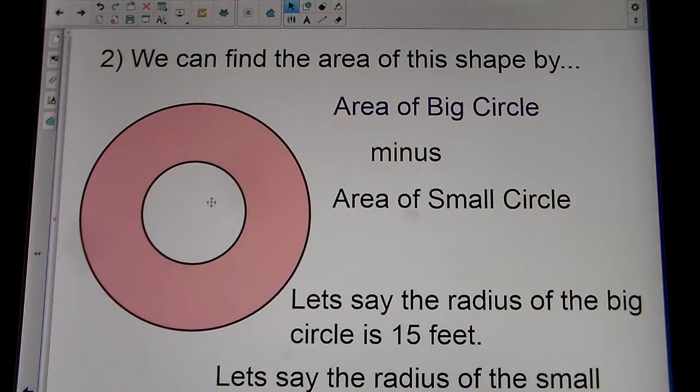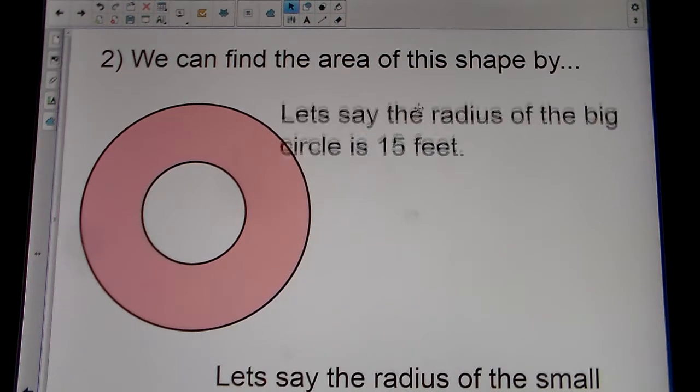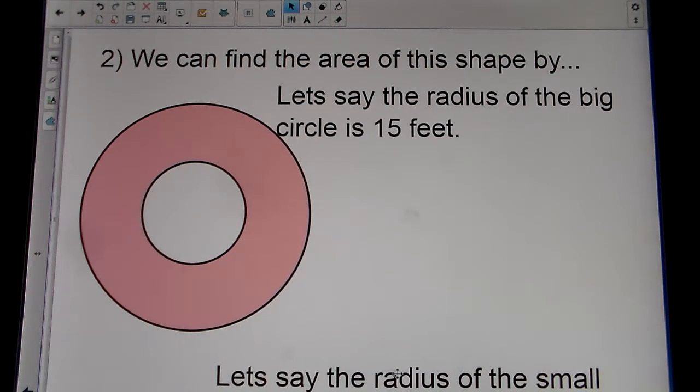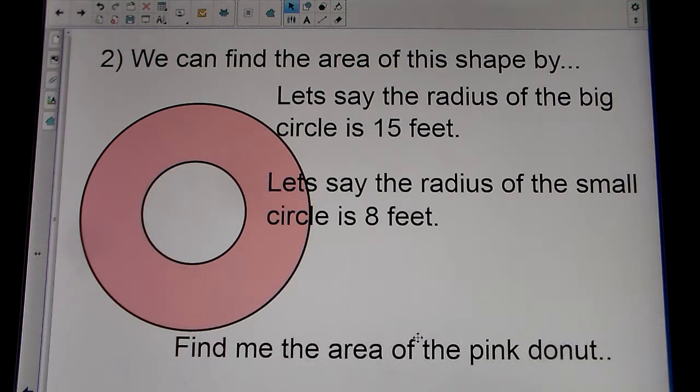Let's do one more together of this style. We can remember, do the area of the big circle minus the area of the small circle. So let's say the radius of the big circle is 15 feet and the radius of the small circle is 8 feet. We're going to find the area of the pink donut.